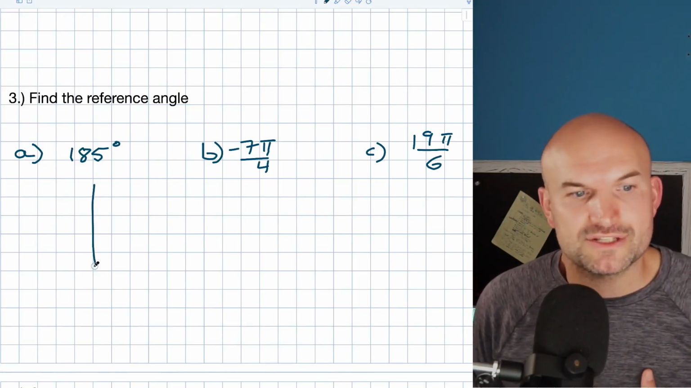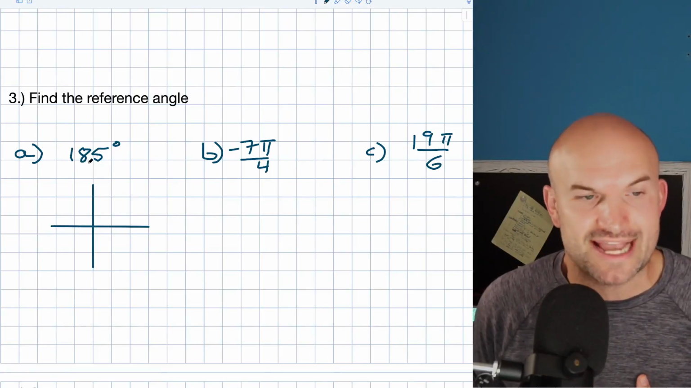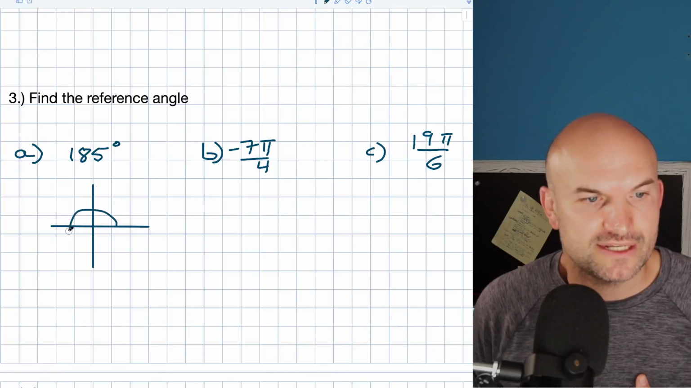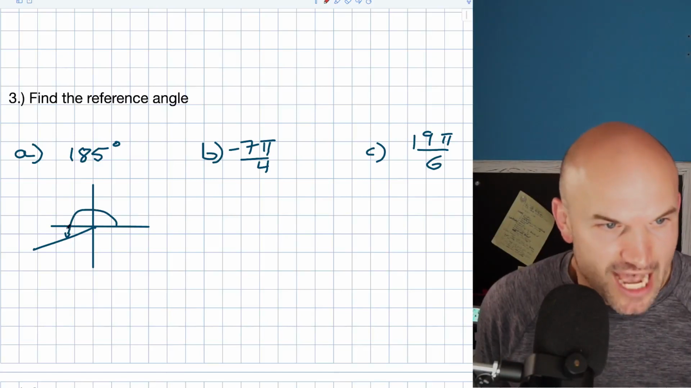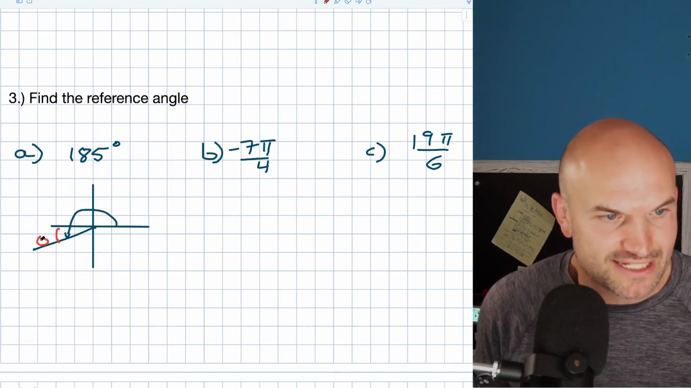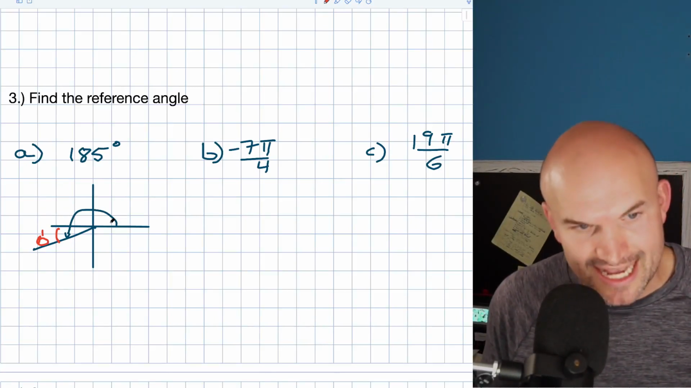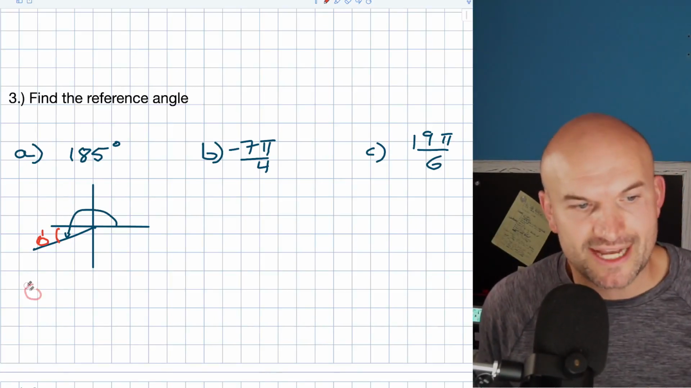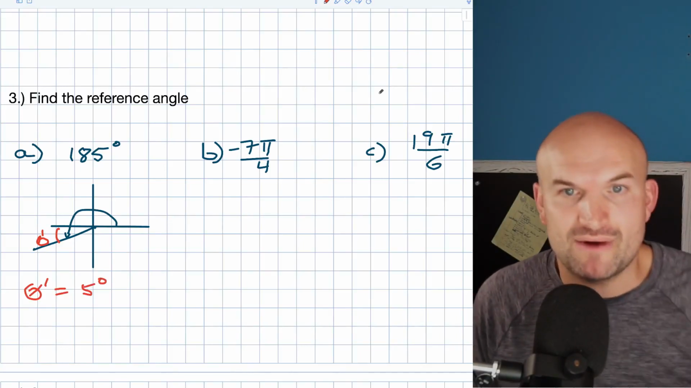What I would prefer that students understand for the reference angle is what quadrant this angle looks like. 185 degrees is just over 180, right? It's right there. The reference angle is just going to be this sliver. How far are you away from the x-axis? Well, I know that halfway around a circle is 180, so I can say theta prime is equal to 5 degrees. That is going to be my reference angle.